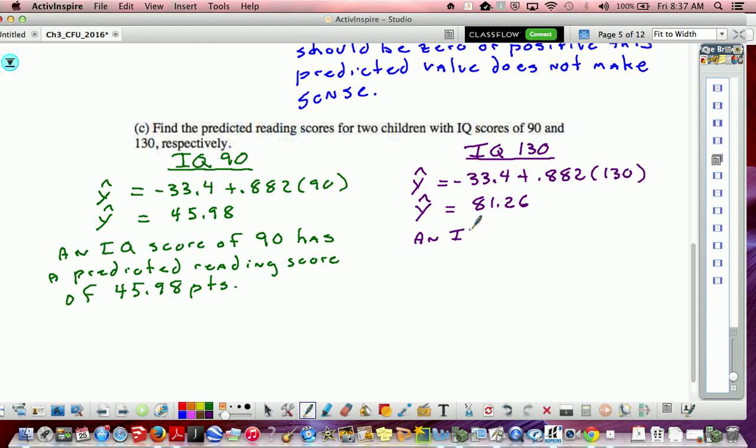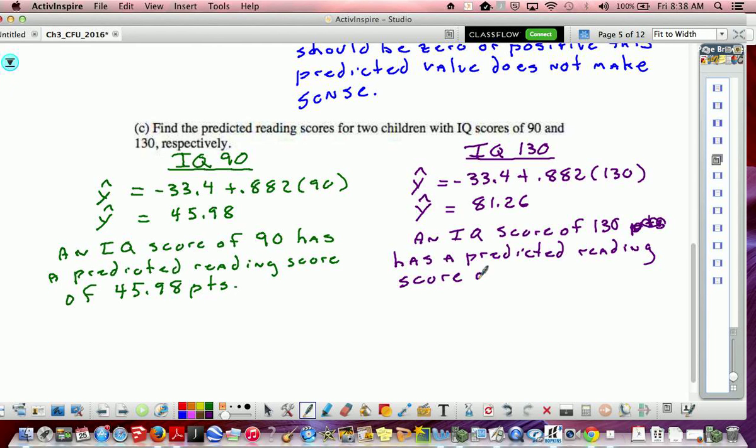So an IQ score of 130 points, or 130, I'll just leave it like that, keep consistent with the other, has a predicted reading score of 81.26 points. Now it's very important that you are saying predicted, because your Y value is not just a reading score, it's a predicted reading score. There's a difference between the two.